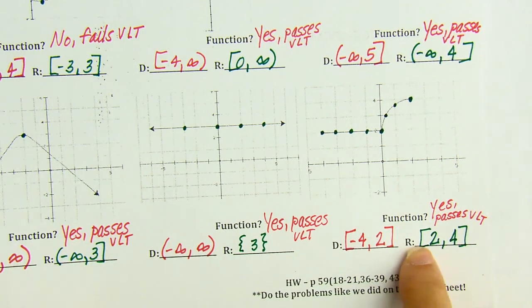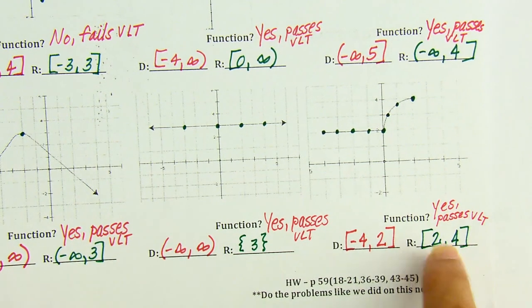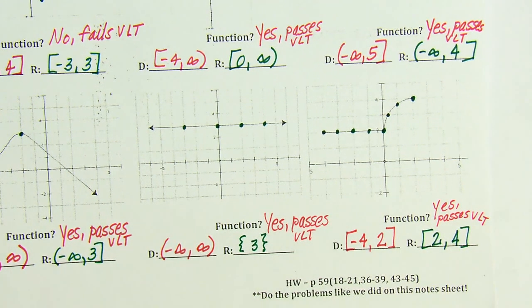So that's why we have to give the interval, because it's not just 2 and 4, it's the numbers in between those as well.